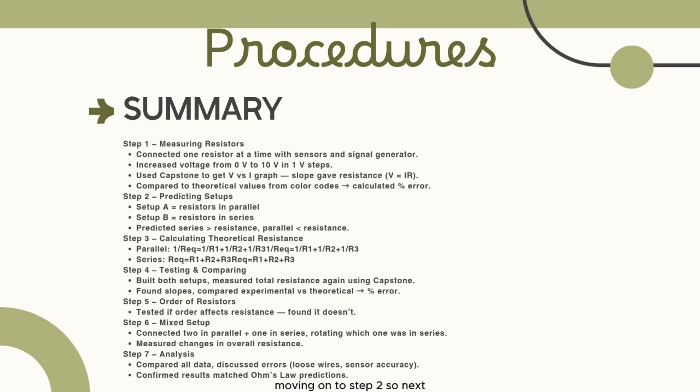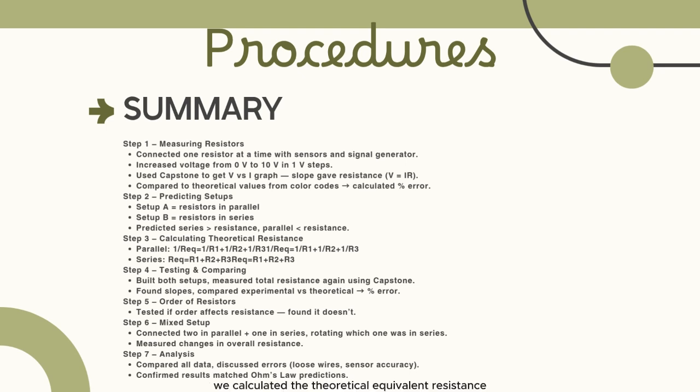And moving on to step 2. Next we discussed which configuration, series or parallel, would result in a larger overall resistance. Setup A represented all resistors connected in parallel, and setup B represented all resistors connected in series. Based on theory, we predicted that the series connection would have the greater total resistance, while the parallel connection would have the smaller equivalent resistance.